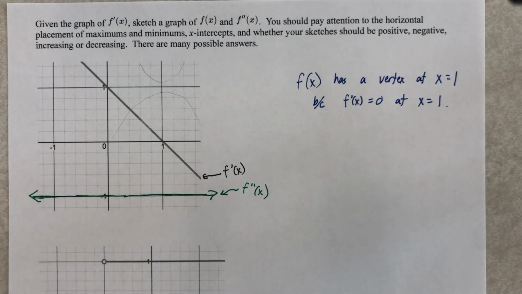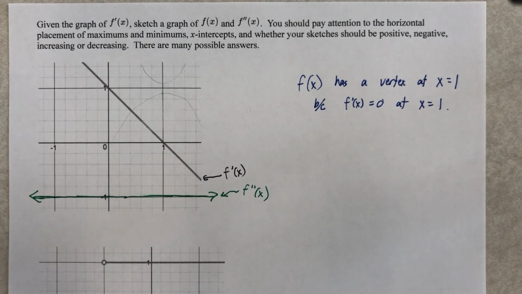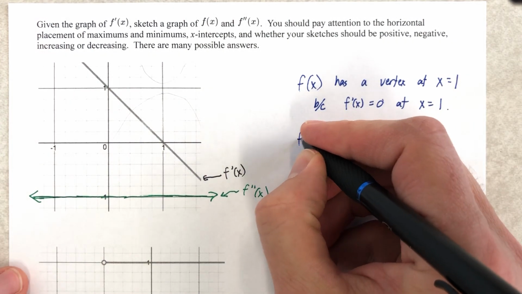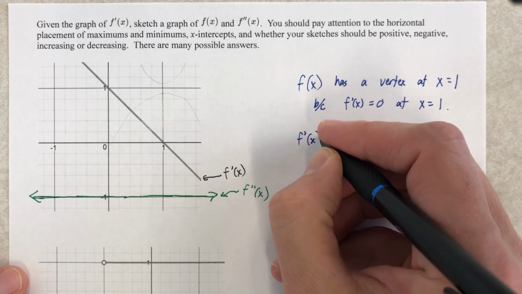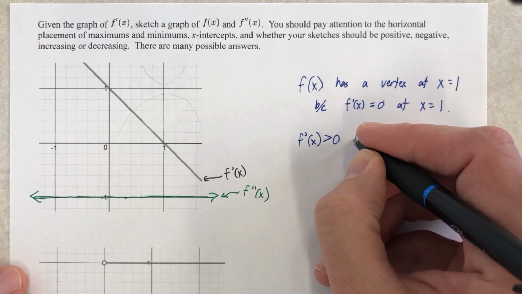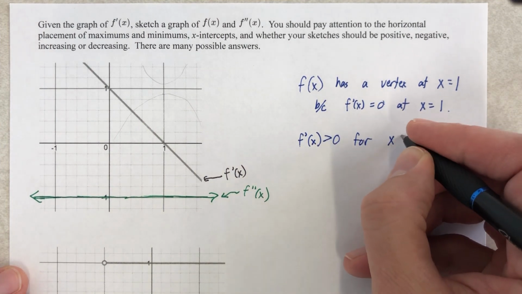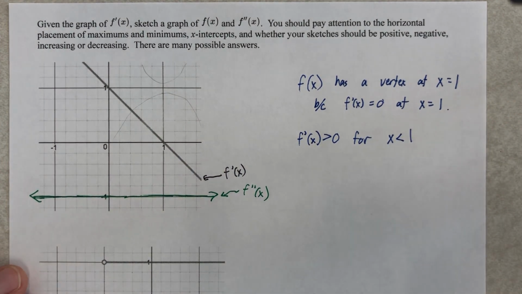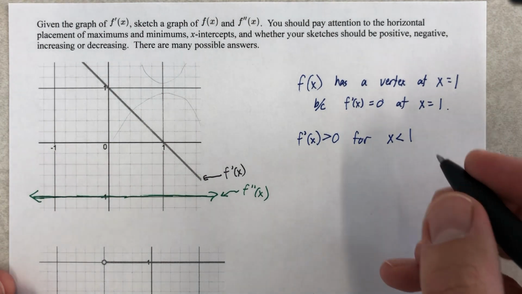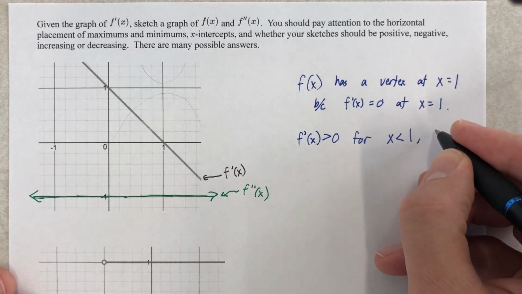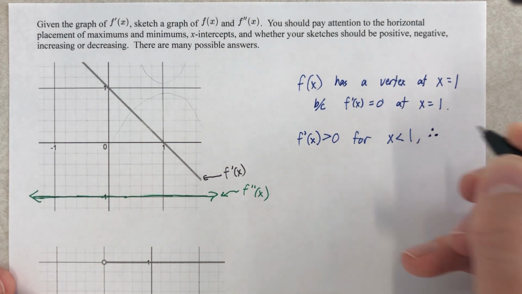Let's see. I'm writing my thoughts in blue because we're going to graph this in blue. The derivative is positive for x values less than 1. Therefore, you've seen this before, triple dots means therefore.